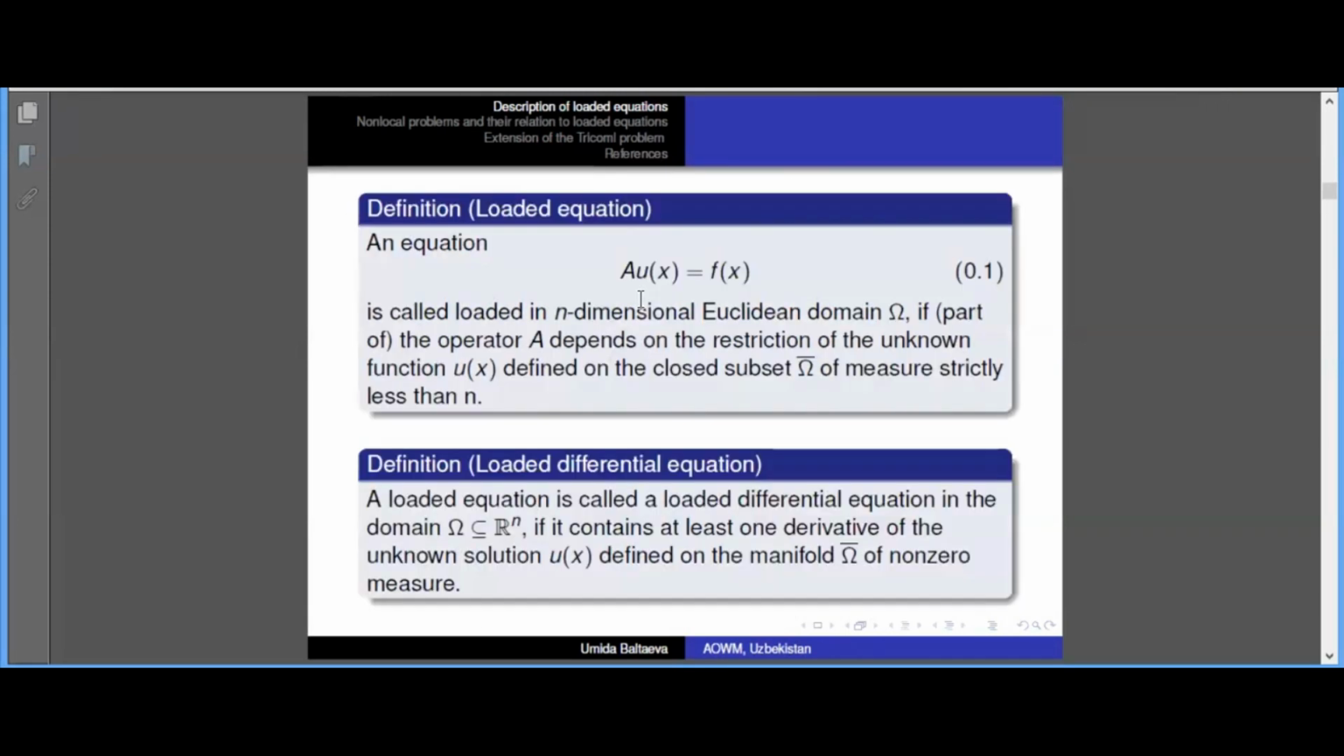And very important here, loaded equations, especially with applied problems, are those which can be written in the form Au = Lu + Mu. Lu is the partial differential operator. Mu, the next part, may include an integral or integro-differential form, or the restriction of the function u at x. The second part is the loaded part.